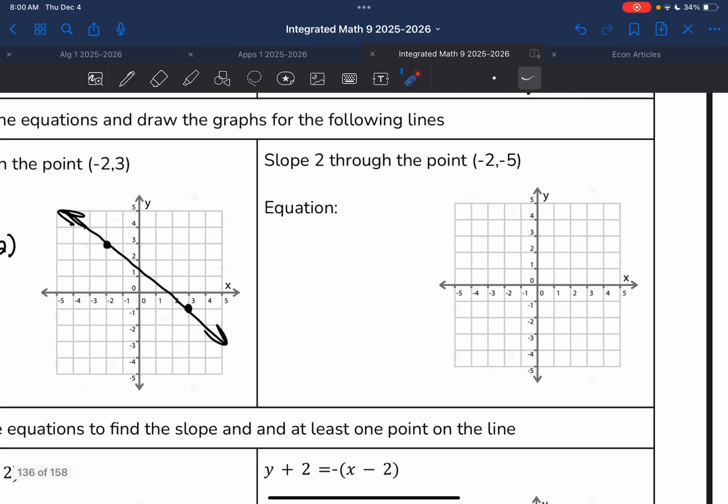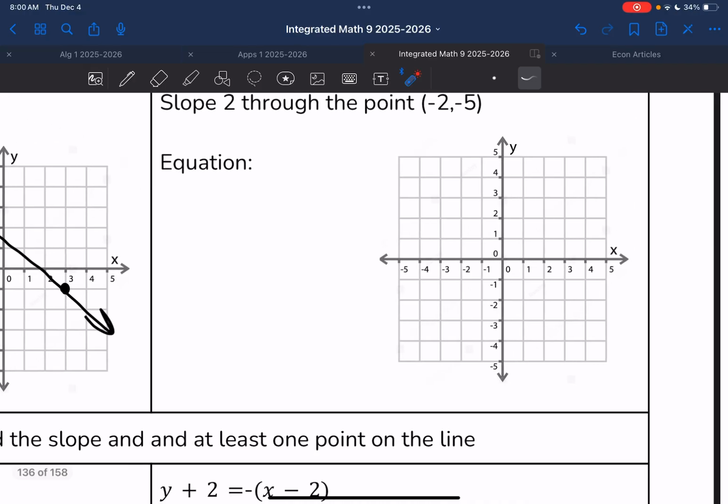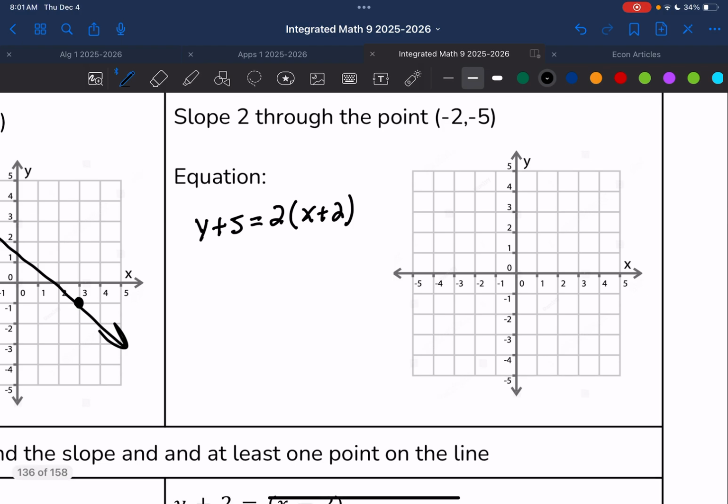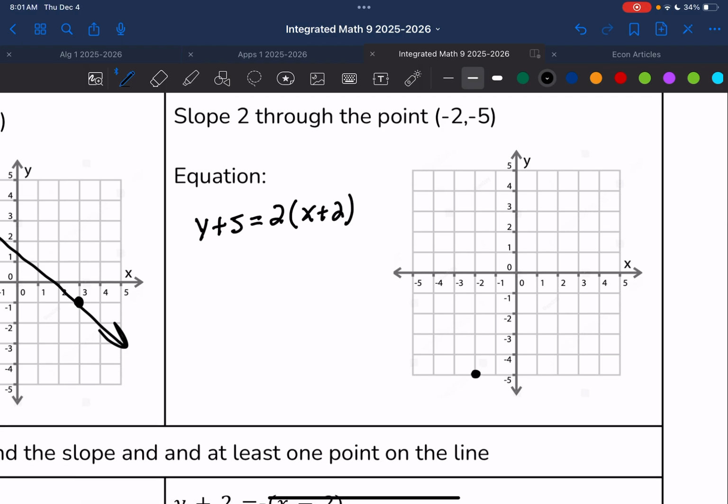On this one here, we have a slope 2 through the point -2, 5. This one, I'll start with the equation, and I'll say it's going to be y plus 5 is equal to 2 times x plus 2, because now both my x and my y are negative. And so graphically, we're going to start at -2, -5, and then increase with a slope of 2 to get a line that looks like this.